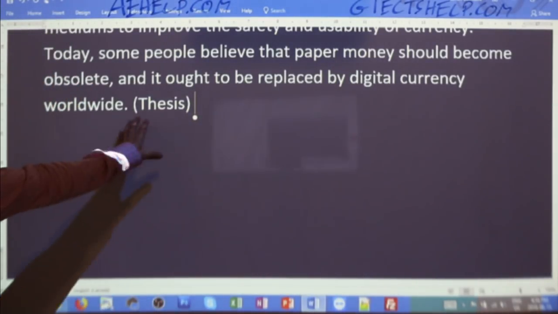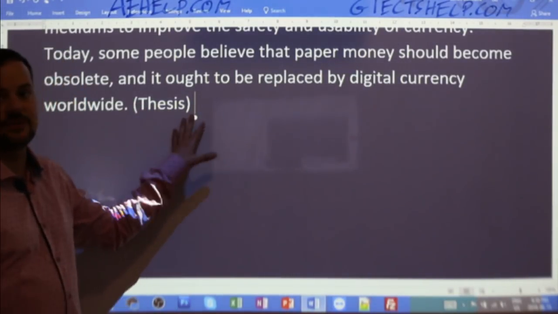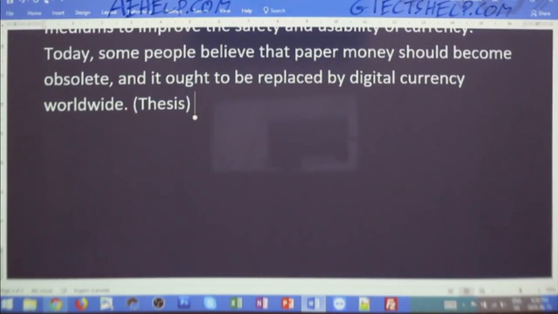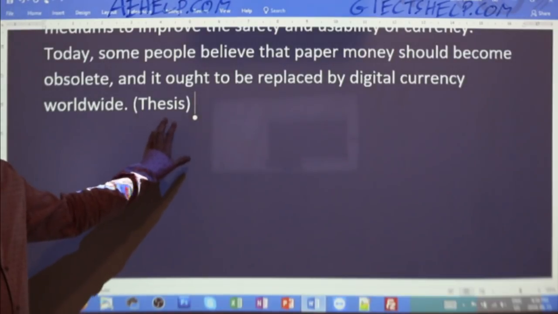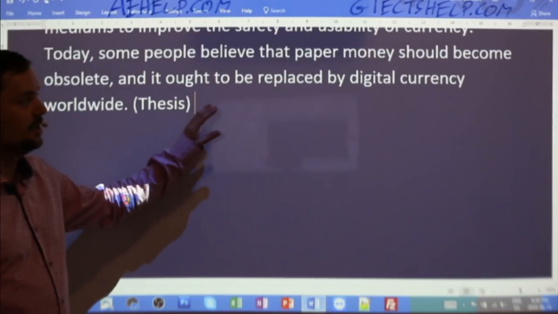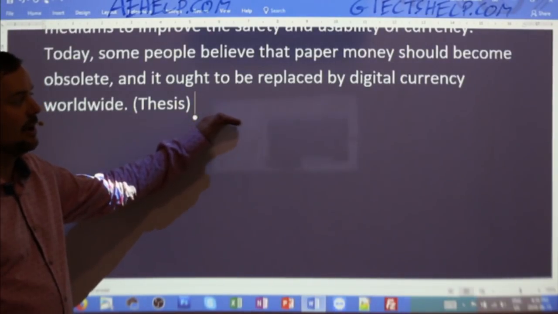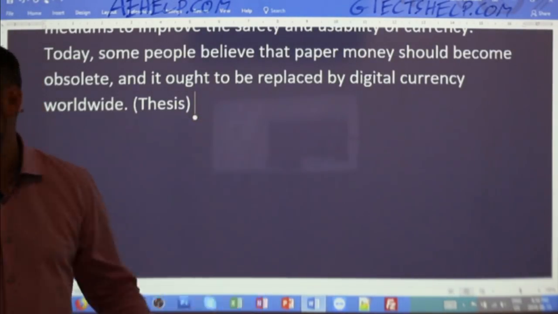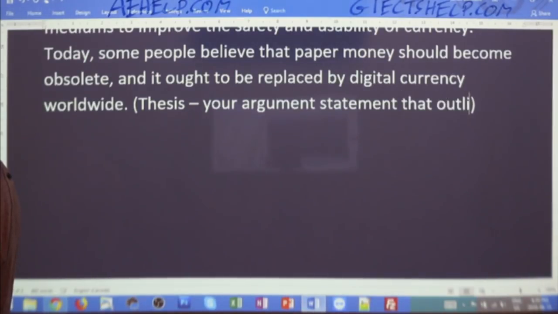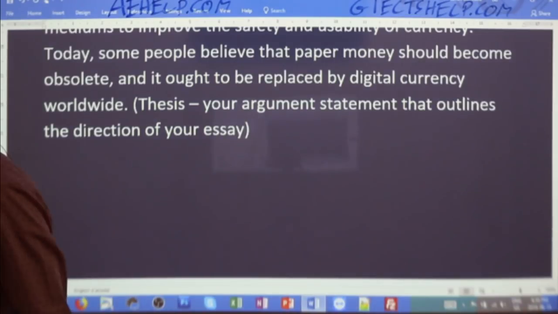So our focus here is that we think digital money should replace paper money. Okay, that's what we're focusing on. Anita Kaur, definitely look up thesis statement. Do a little bit of searching online, all right? The thesis statement is basically your argument statement that clearly outlines the direction of your essay. Okay, that's what a thesis statement is.